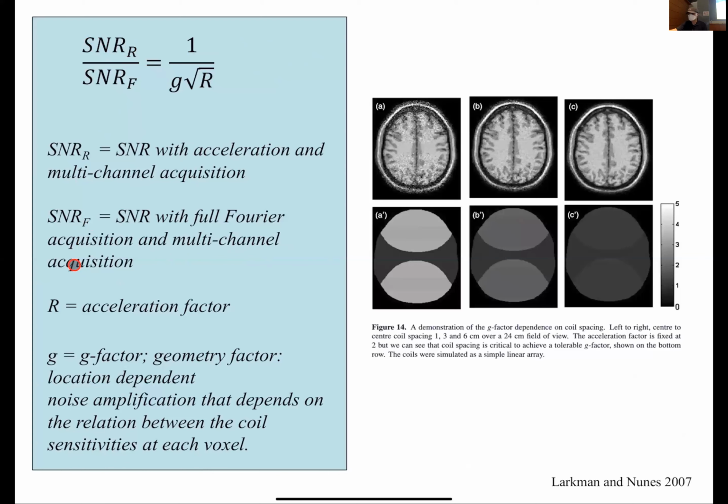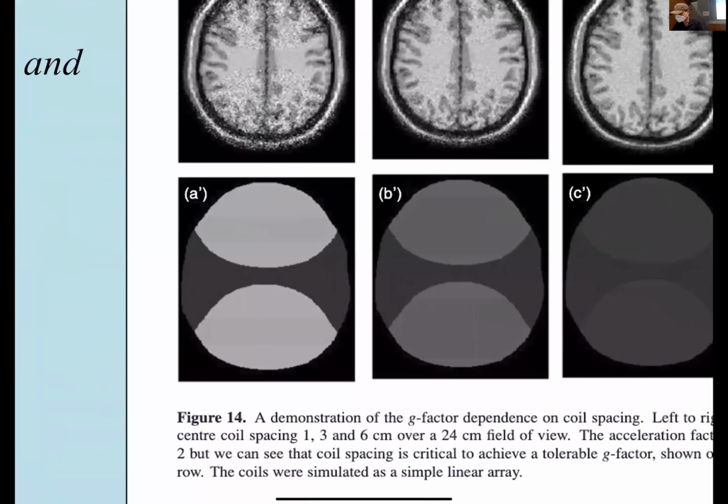You can already see there's an SNR penalty. We'll talk a little bit more about that probably on Wednesday. Basically, because you're collecting less data, your SNR will go down, and that's something you just have to live with. But in addition to that, there's something called the G factor, which is the geometry factor. It's location-dependent noise amplification that depends on how different the coil sensitivities are at that voxel. So let's take a look at an example of this.